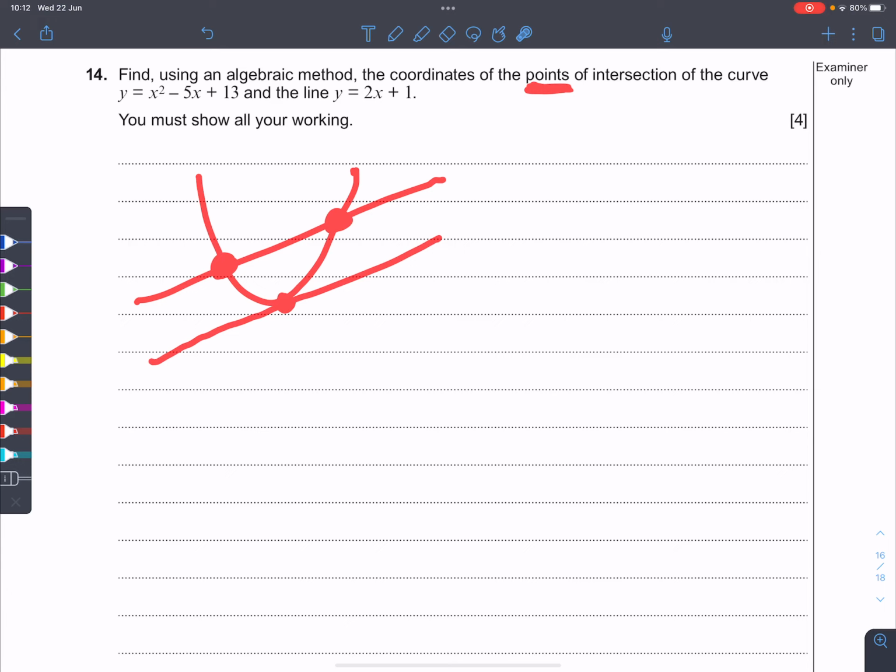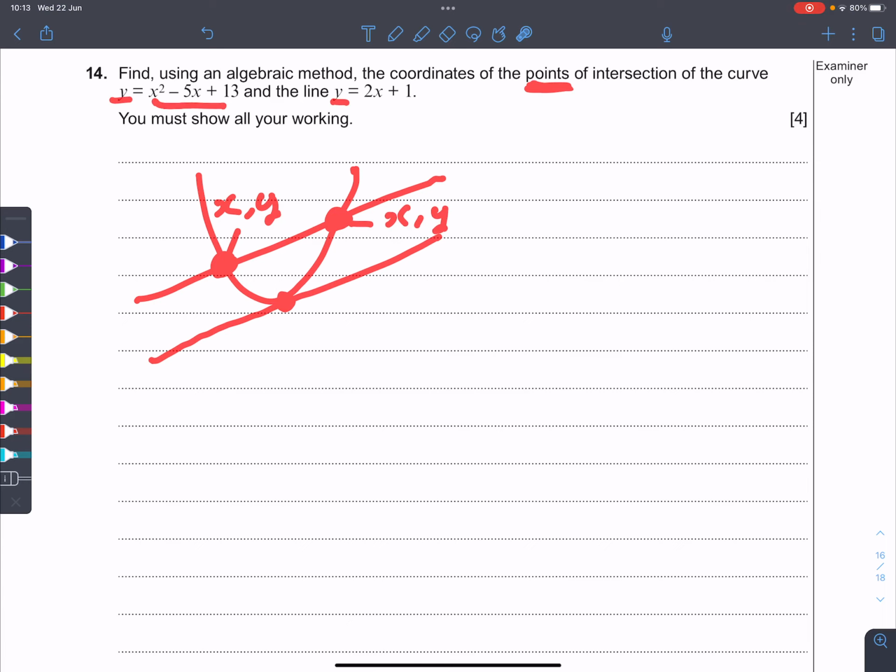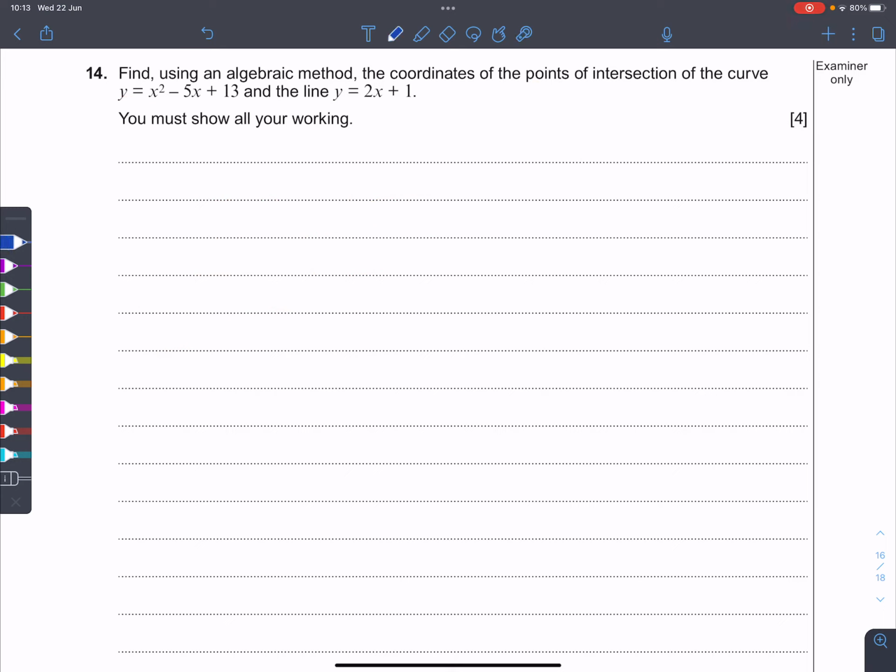Now, whatever happens, if this line and curve meet at that particular point, they've got the same value of x and the same value of y. And at this particular point, they've got the same value of x and the same value of y. So the y on both has to be the same. It has to be equal. So the first thing I can do is put these expressions for y equal to each other. That gives me x squared minus 5x plus 13 equals 2x plus 1.